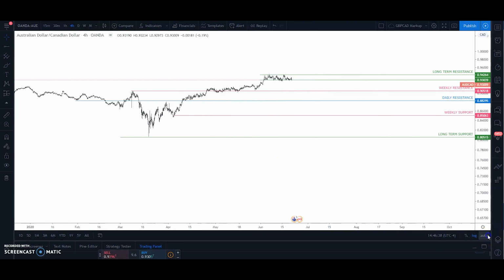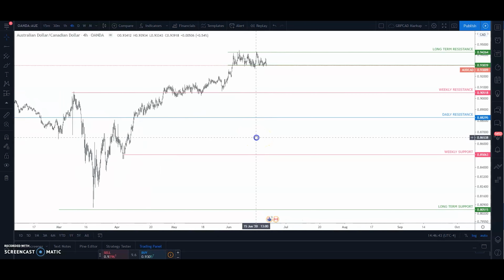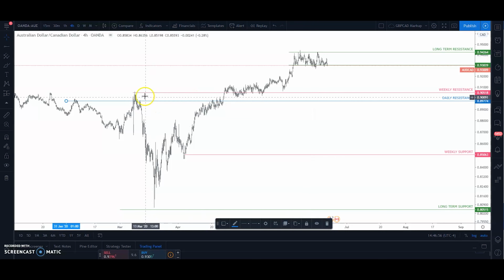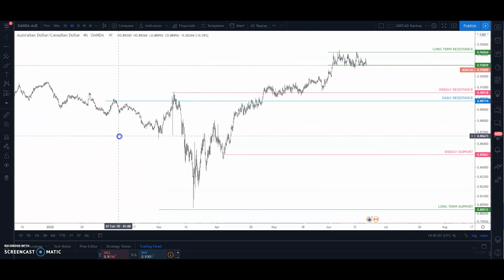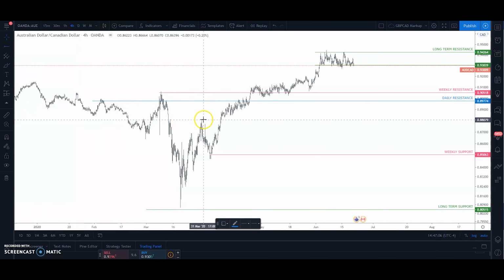So I'm on my 4 hour, and now I'm looking for my next level. And actually, I'm going to move this up, and I'm going to call that 4 hour, because this is swing high, swing low, retest, and then down. And we still see that this blue area is an area. So I'm going to pick this area as my 4 hour resistance.